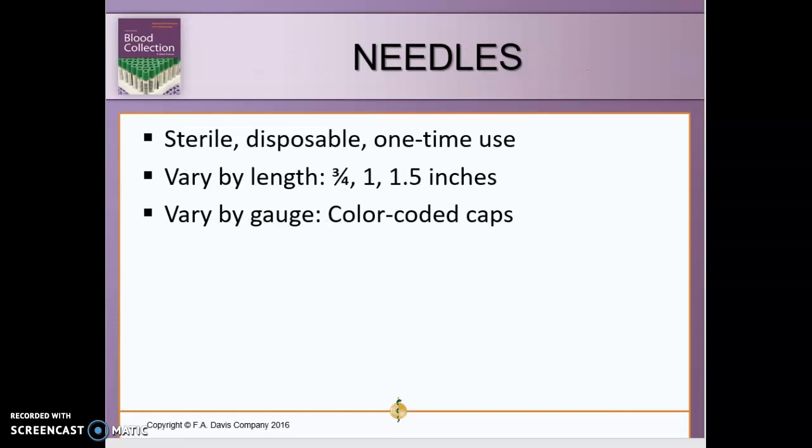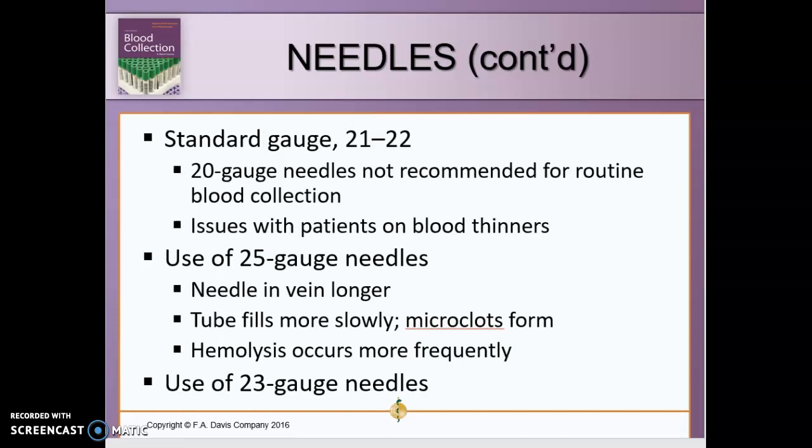Now we're going to talk about the needles. They're sterile, they're disposable, and they're one-time use. They vary by length and they vary by gauge, and these are color-coded. The standard needles that are used are 21 to 22 gauge. These are used with the evacuated tube systems. The gauge actually refers to the diameter of the needle. The lower the number, the larger the needle is.